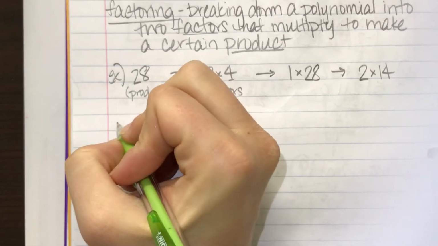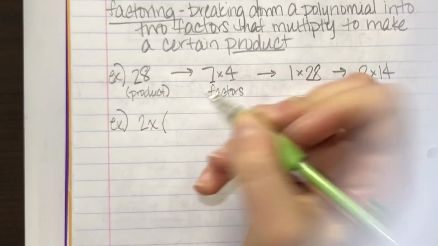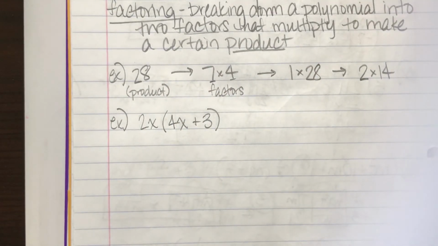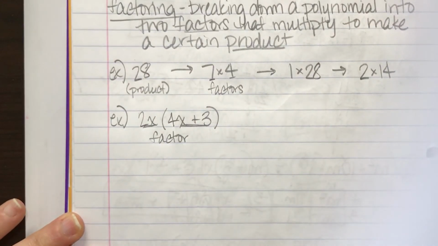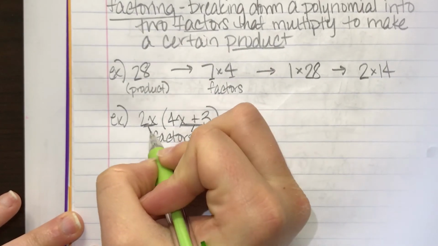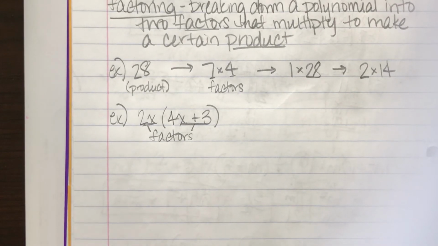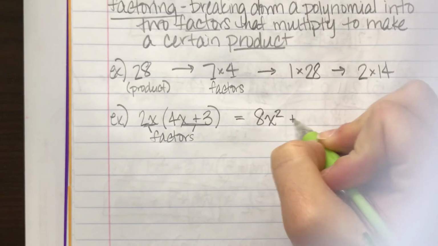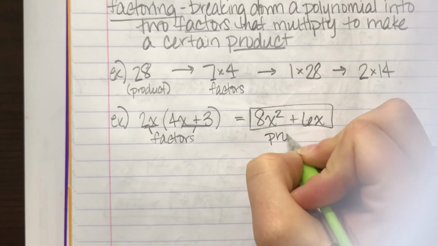Okay. Well, here's an example of what it looks like in algebra. I might give you the factors of 2x times 4x plus 3. These are factors. 2x is a factor, 4x plus 3 is a factor because that's what's being multiplied together, right? I have 2x being multiplied by 4x plus 3. And what is the product of that answer? It's 8x squared plus 6x. That is the product.